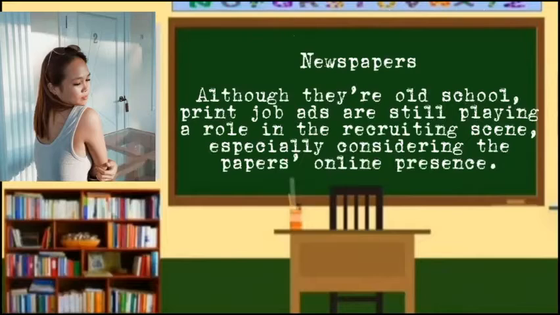Although they are old school, print job ads are still playing a role in the recruiting scene, especially considering the paper's online presence. Depending on the job and the industry, more of the candidates you're looking for may rely on print job ads when searching for openings.